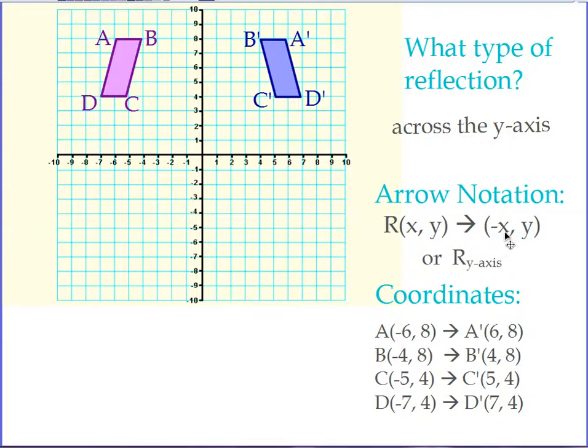Remember, -x doesn't mean that x has to be negative in my new point. It just means to take the opposite sign of what was originally there. When we shorten the notation or abbreviate the notation, we say that this is a reflection across the y-axis, and y-axis is a subscript here. Any object being reflected across the y-axis will simply have the x value change sign in its coordinate.